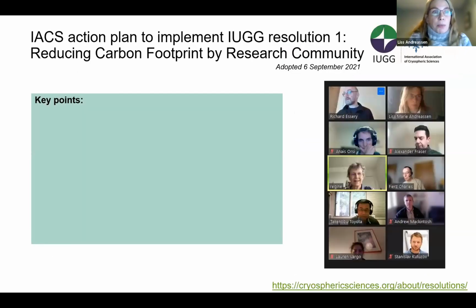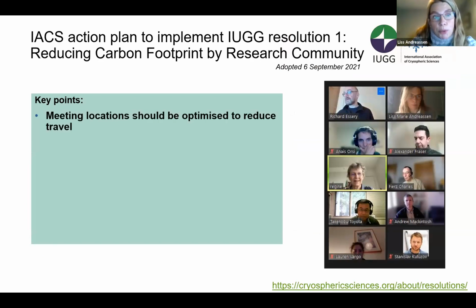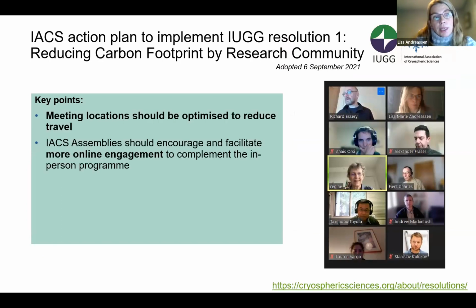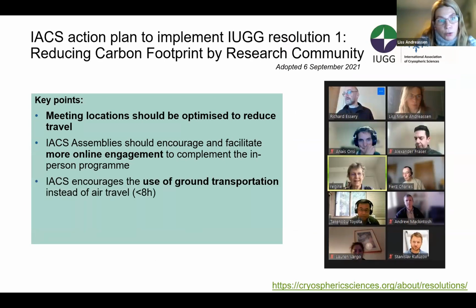IACS also have a policy about reducing our carbon footprint. We are following up the IUGG Resolution 1 on reducing carbon footprint by the research community. So in September 2021, we adopted that. Key points are: meeting locations should be optimized to reduce travel. IACS Assembly should encourage and facilitate more online engagement to complement the in-person program. And IACS encourages the use of ground transportation instead of air travel when possible for shorter travels.